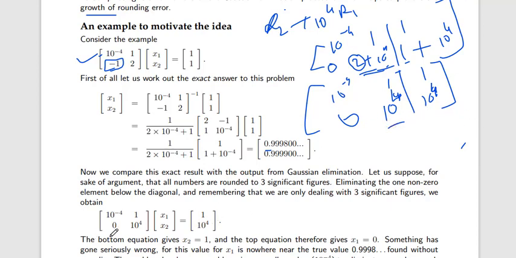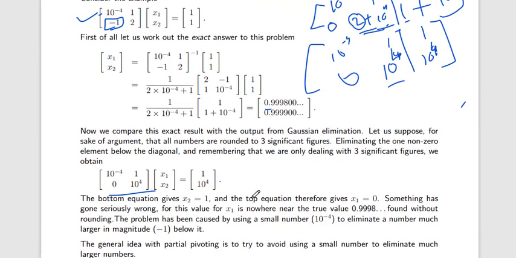Here we will get 10 raised to minus 4, 1, 0, 10 raised to 4, x1, x2, and 1, 10 raised to 4. Now this is the upper triangular matrix. Now with the help of back substitution we will solve for x1 and x2, right? So what is the value: 10 raised to 4 into x2 is equal to 10 raised to 4.